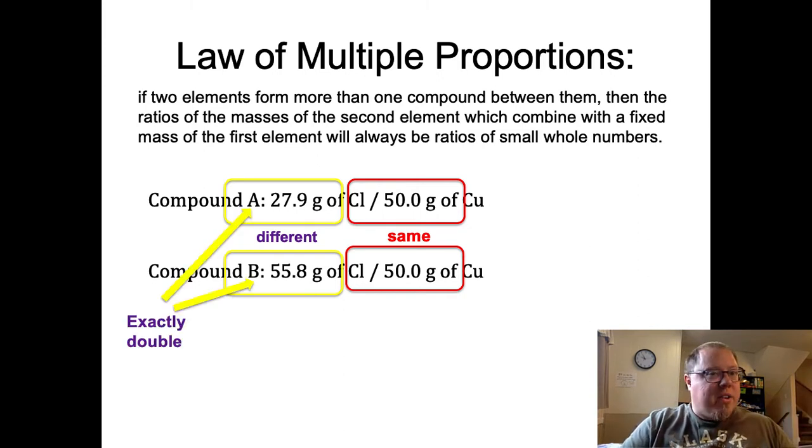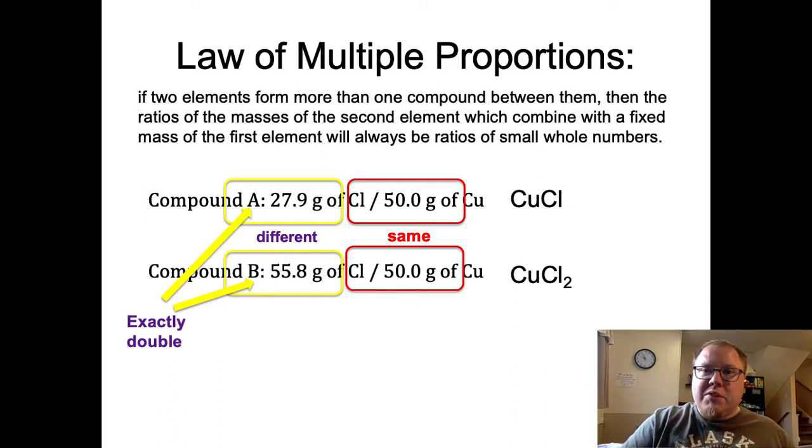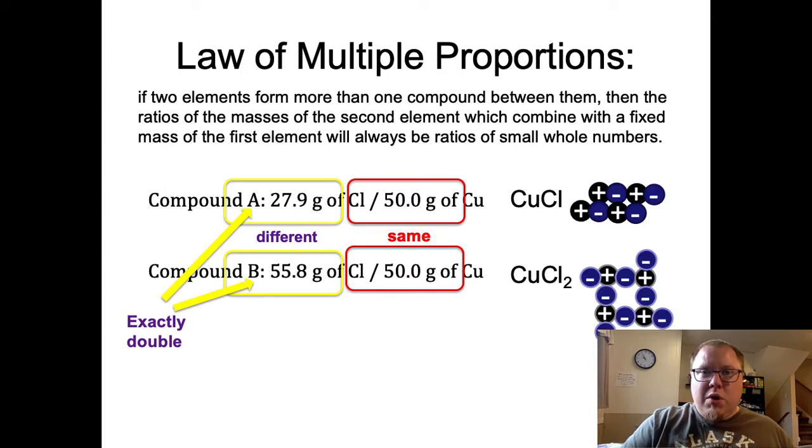One of them, by the way, is exactly double the other, so we can tell that one would be copper chloride with one copper and one chlorine, and then copper chloride with one copper and two chlorines, 1 to 1 versus 1 to 2. Okay, so here's kind of what they would look like here in terms of their ratio. Same elements, two different ratios, two different compounds. Okay, so that's something we talked about way long ago in Chapter 3 that I wanted to refresh your memory on.